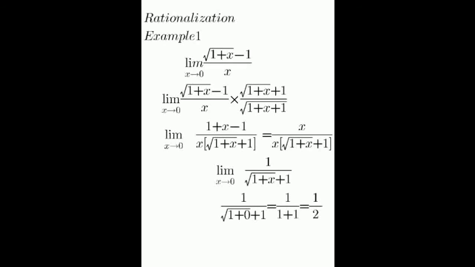Then we have 1 plus x and minus 1. Positive 1 and negative 1 will be cancelled. In the numerator we have x and in the denominator we also have x. X and x will be cancelled. The remaining part is 1 upon root 1 plus x plus 1. We use the value x equal to 0. Then we have the answer 1 upon 2.